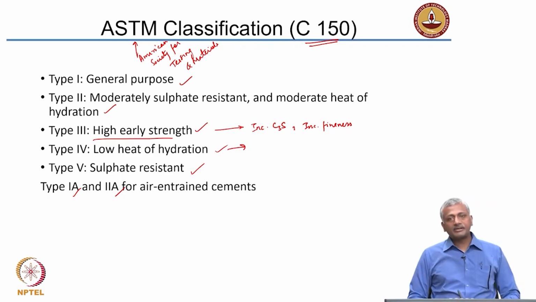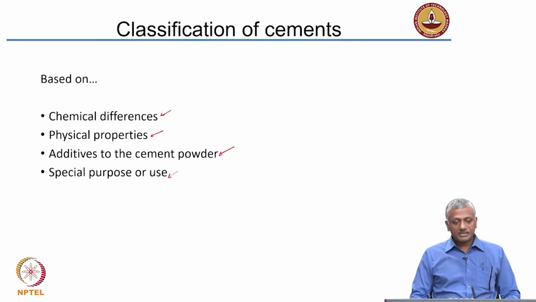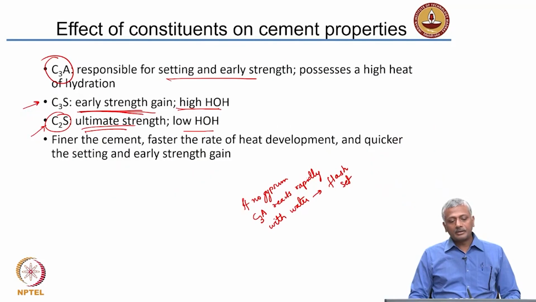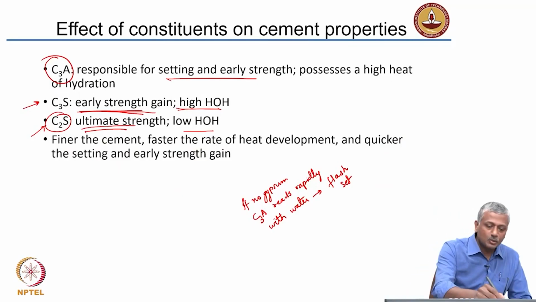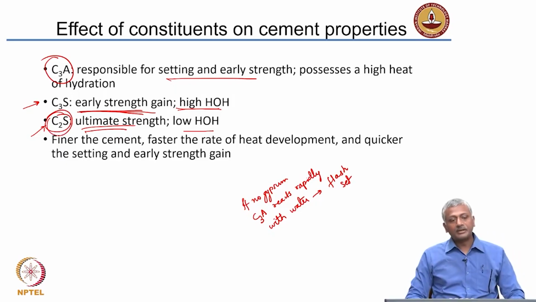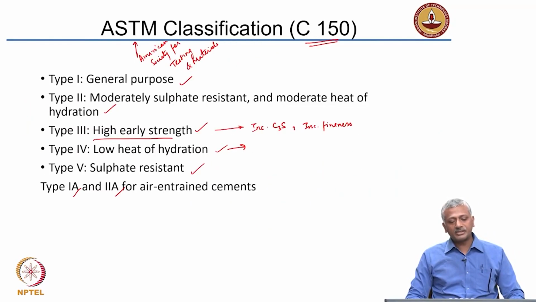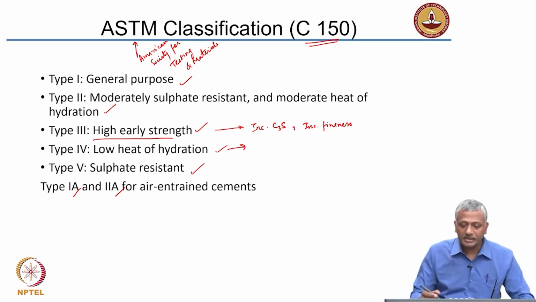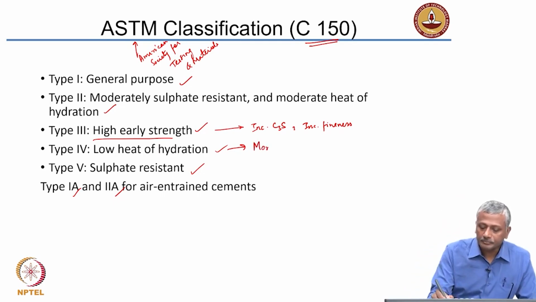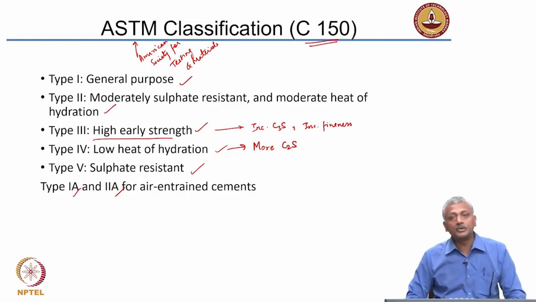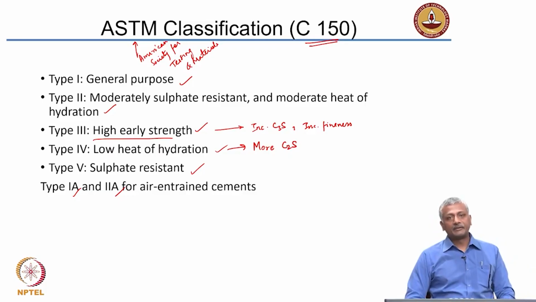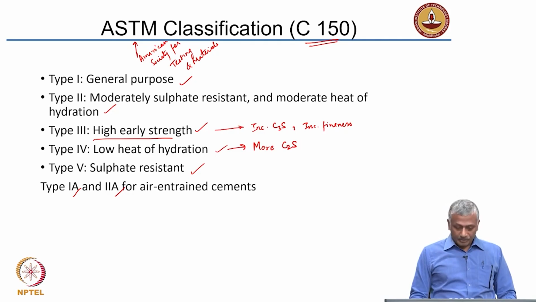What about low heat of hydration cement? We talked about the different cementitious compounds, right? And the one which had low heat of hydration was C2S. Okay. So C2S has low heat of hydration. So in a low heat of hydration cement, you will have more C2S as compared to general purpose cement. Okay. So this is how you actually look at producing different characteristics from the same set of compounds, right?